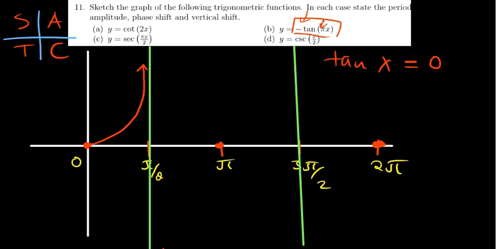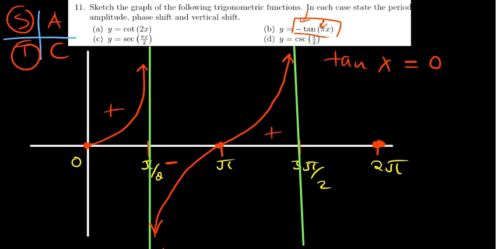Now in the second quadrant, only sine is positive, so tangent will be negative. So here it will come from below, and there it will go up like that. And in the third quadrant it's positive. So here it is positive, here it's negative, there it is positive. And then finally in the last quadrant it's going to be negative, so it will come like this again. So that is how we can easily sketch the tangent graph by using the quadrants and understanding where it is positive or negative, and identifying the asymptotes.